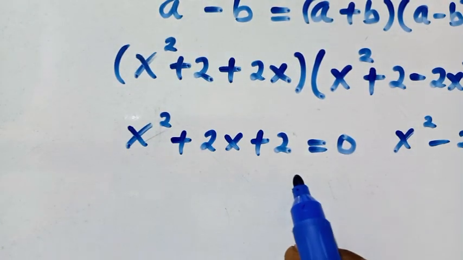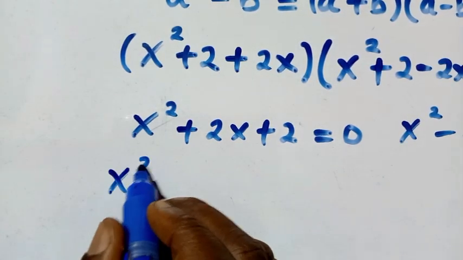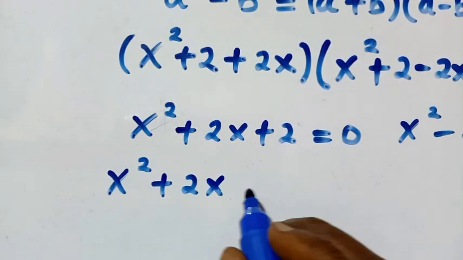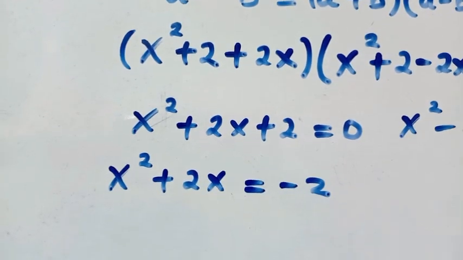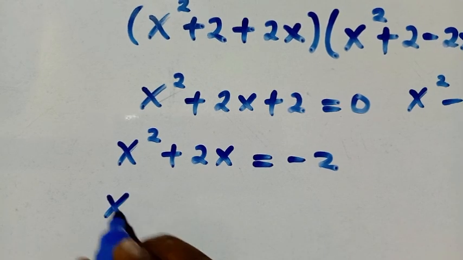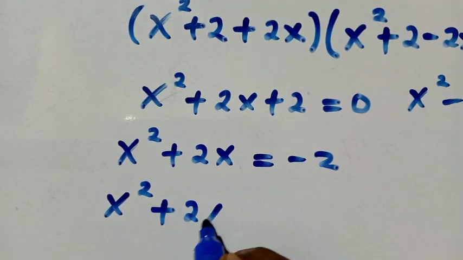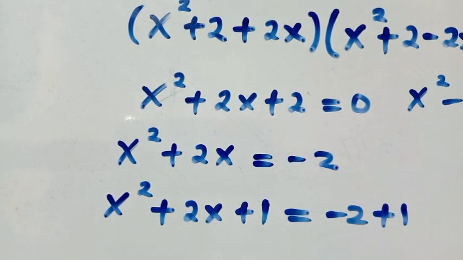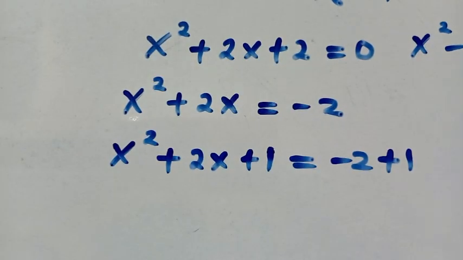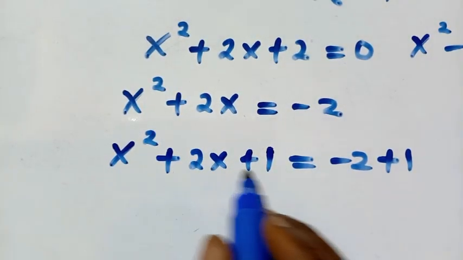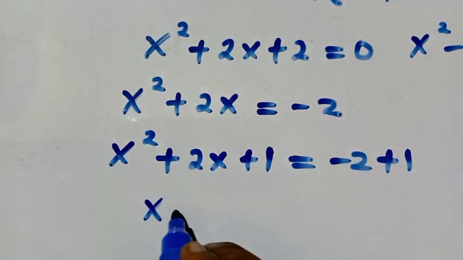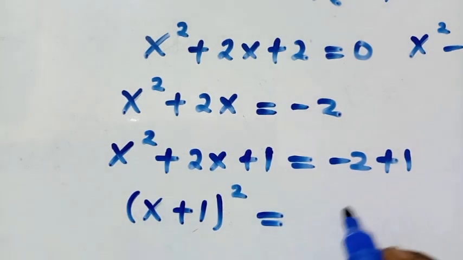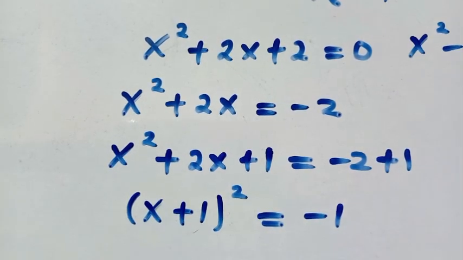From here we have a quadratic equation, x squared plus 2x. Let's transfer the 2 to the other side, so this equals minus 2. Then by adding 1 to both sides, we have x squared plus 2x plus 1 equals minus 2 plus 1. This is the same thing as x plus 1 raised to power of 2 equals minus 2 plus 1, which gives us minus 1.